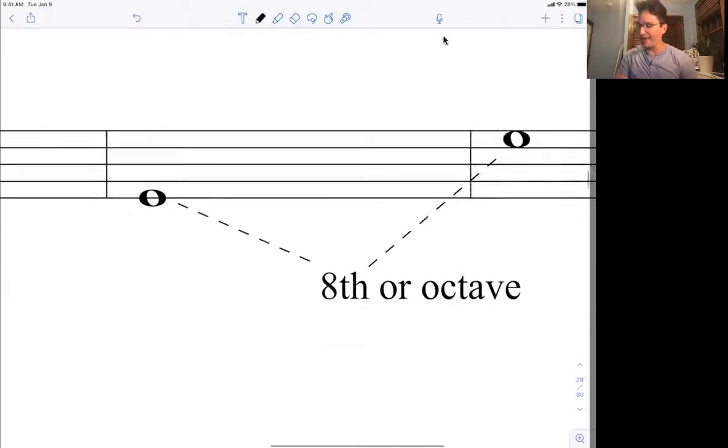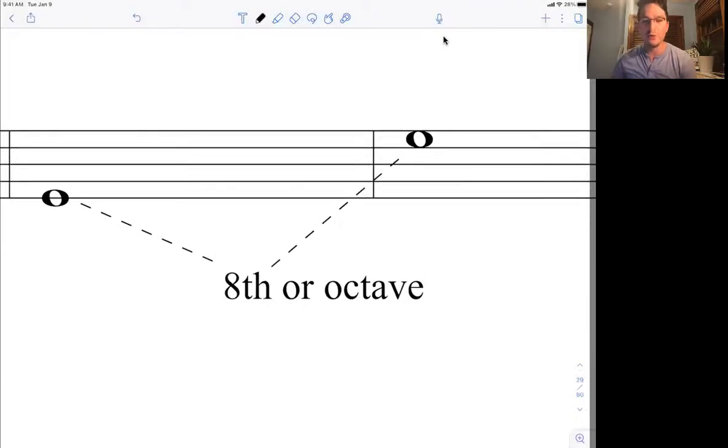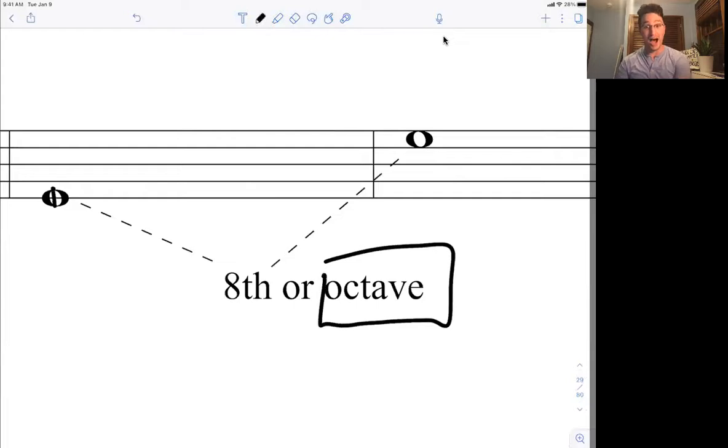And then once we get to eighth, we actually have a special word for that, hopefully familiar to you if you've been paying attention in choir. That is the word octave. So if you think of octagon, like a stop sign that has 8 sides, an octave is an interval that is 8 notes apart. So we have 1, 2, 3, 4, 5, 6, 7, 8.